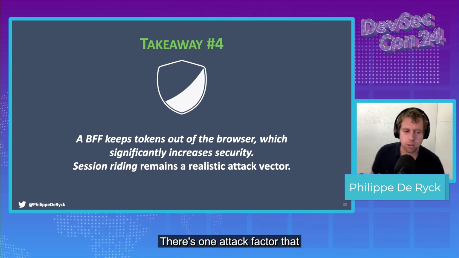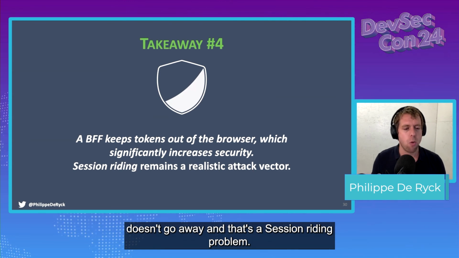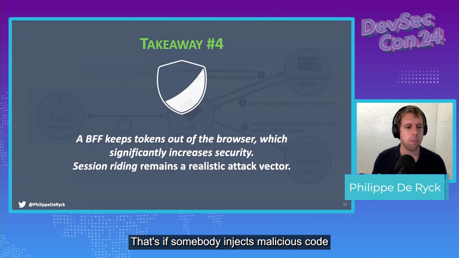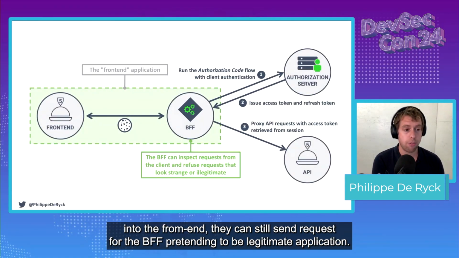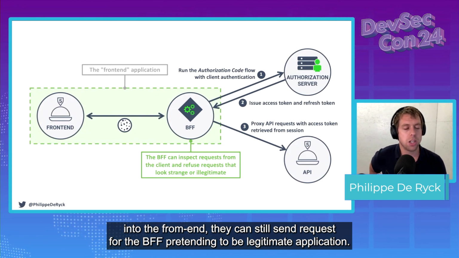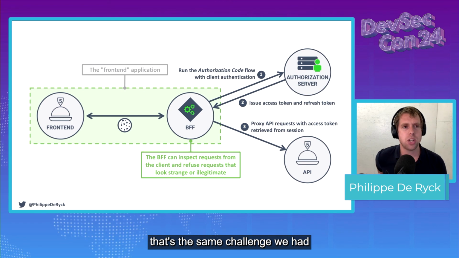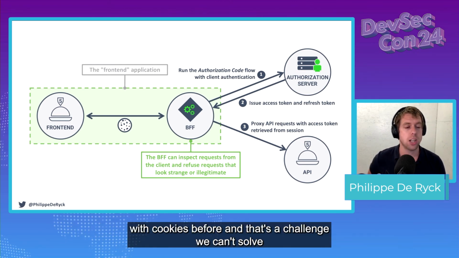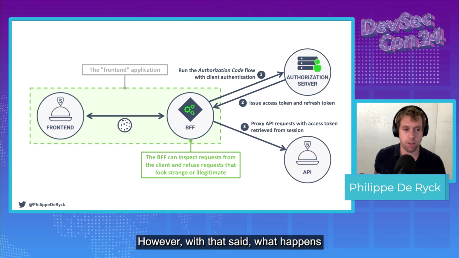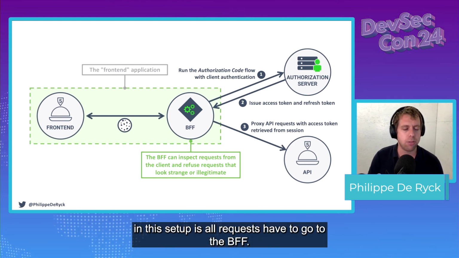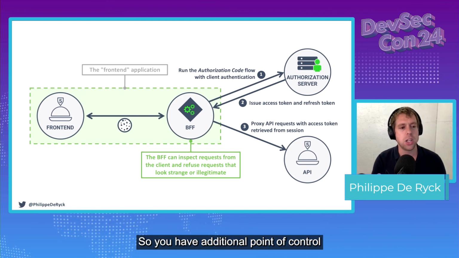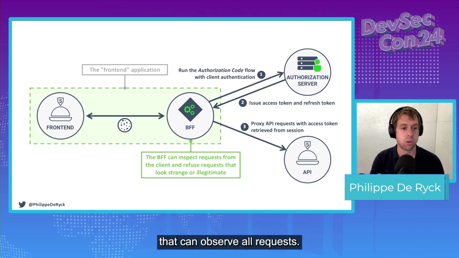There's one attack vector that doesn't go away, and that's a session riding problem. That's if somebody injects malicious code into the front end, they can still send requests to the BFF pretending to be the legitimate application. That's the same challenge we had with cookies before, and that's a challenge we can't solve in any way. However, with that said, what happens in this setup is that all requests have to go through the BFF. So you have an additional point of control that can observe all requests.